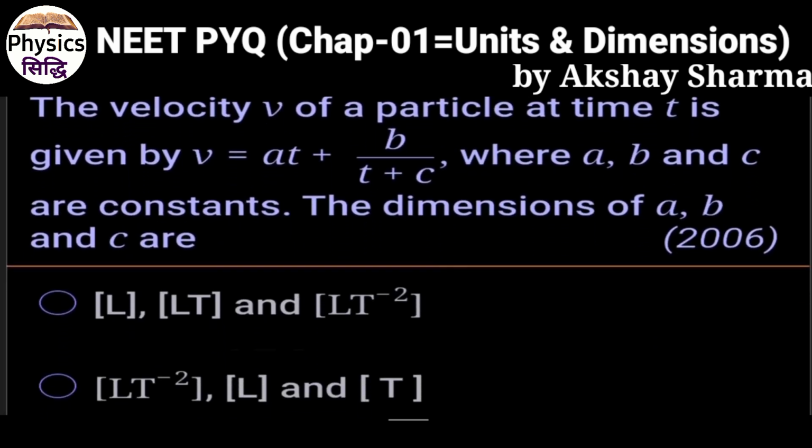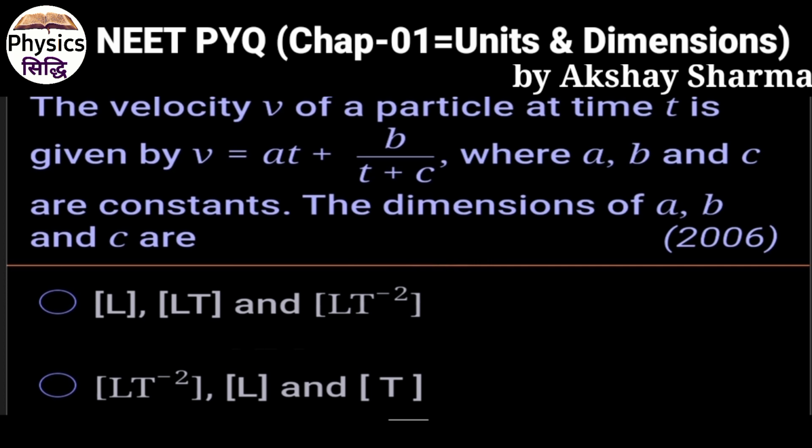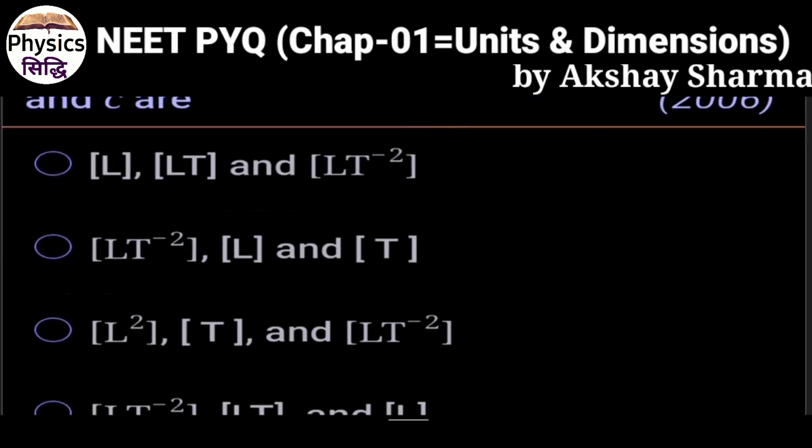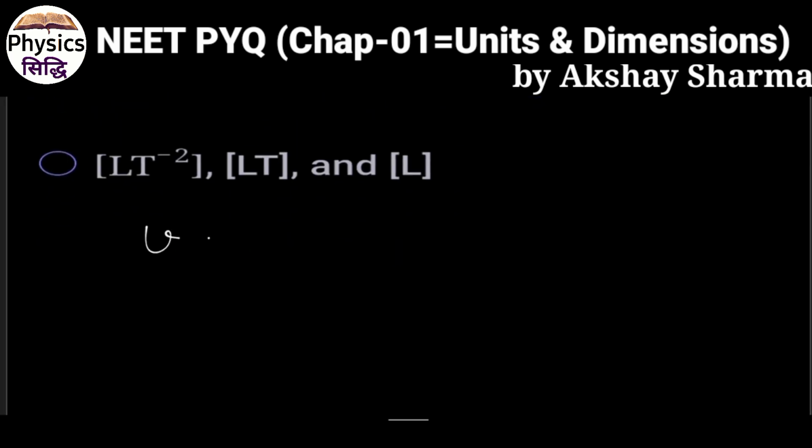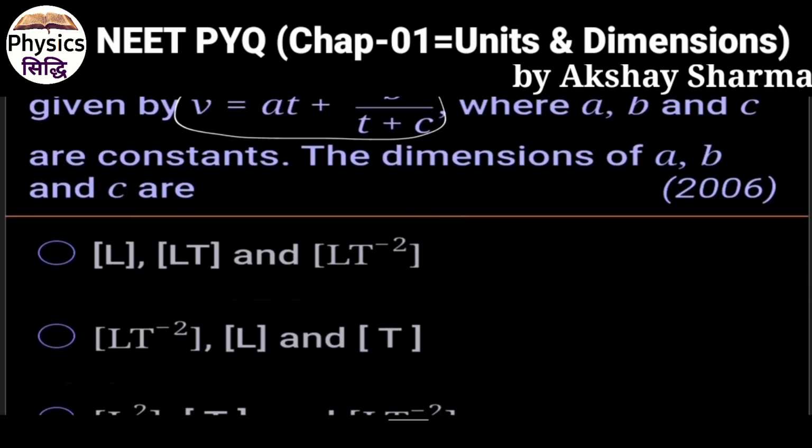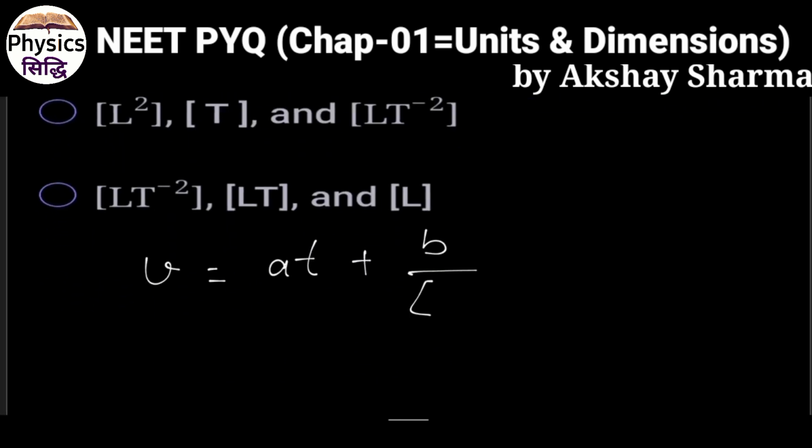The velocity v of a particle at time t is given by, so the formula of velocity is given. A, B, C are constants, then find the dimensions of A, B, C. So velocity is AT plus B upon C plus T.